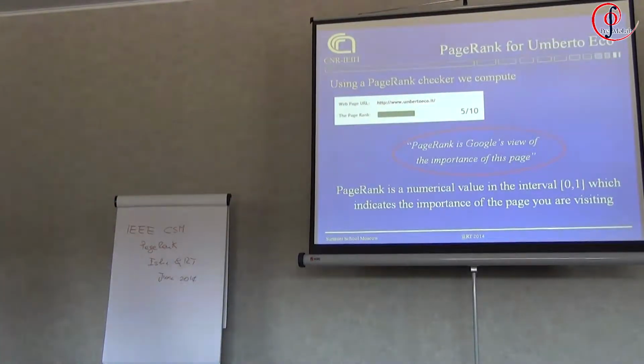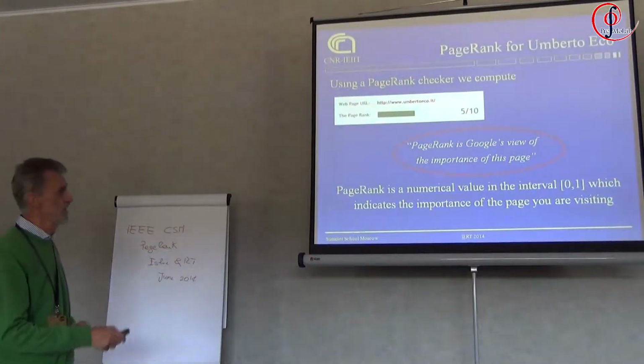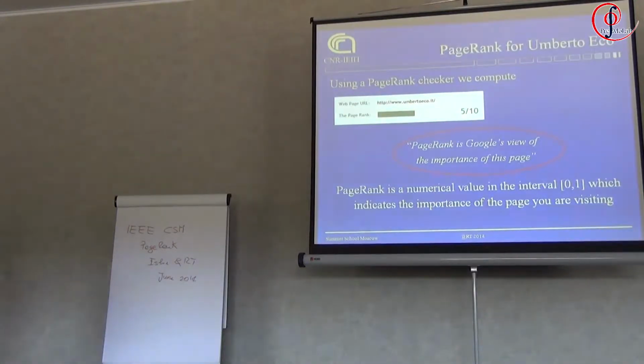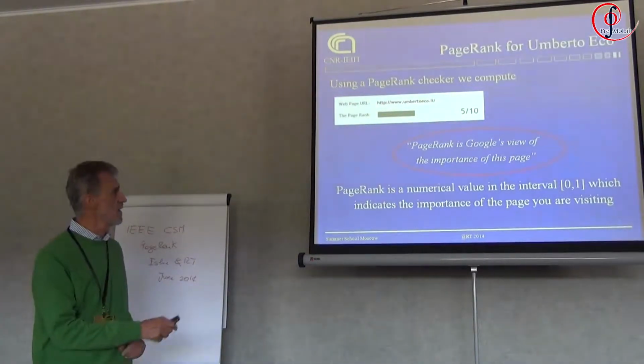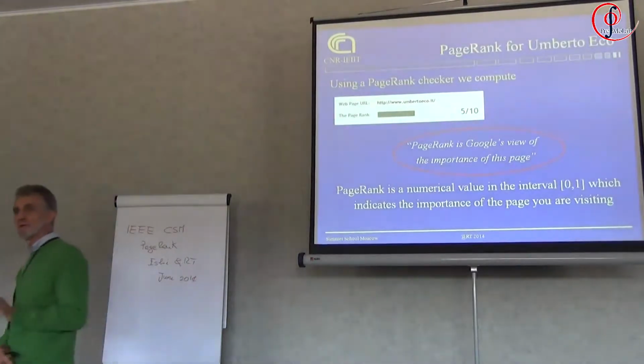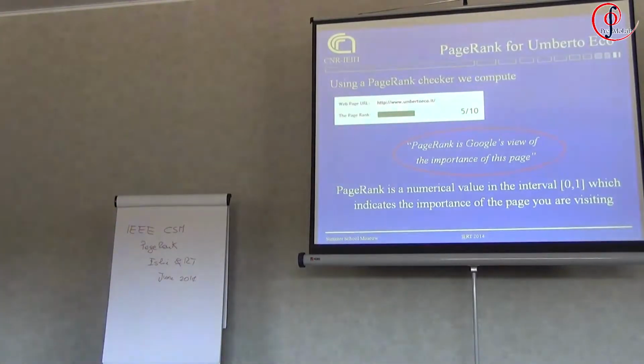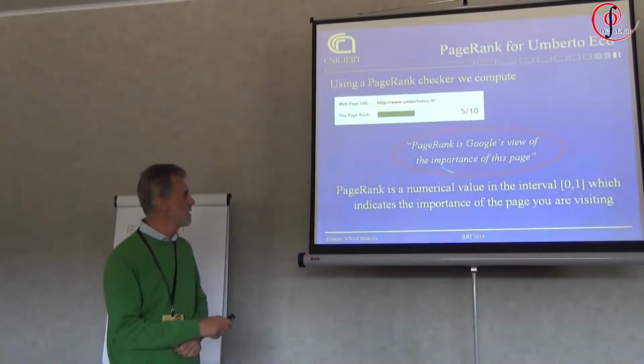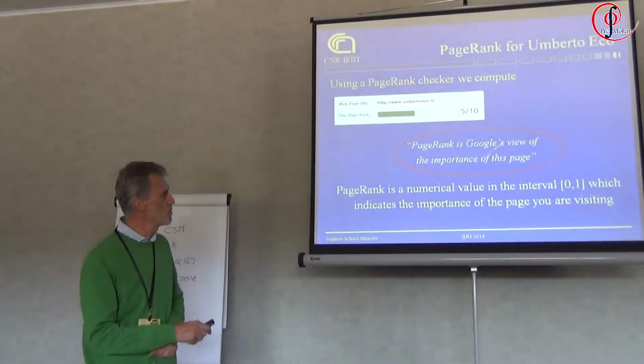www.umbertoeco.it, and then immediately you get a score, which is in the range of 0 to 10, or if you wish in the interval 0 to 1, which tells you the importance of the page that you are visiting. In the case of Umberto Eco, you get 5 out of 10, which is sort of a medium grade. Whether or not this is a good indication, at the end of the talk I will make a brief comment.